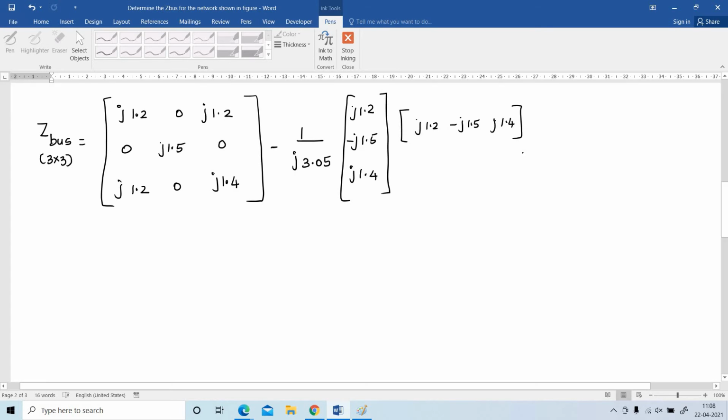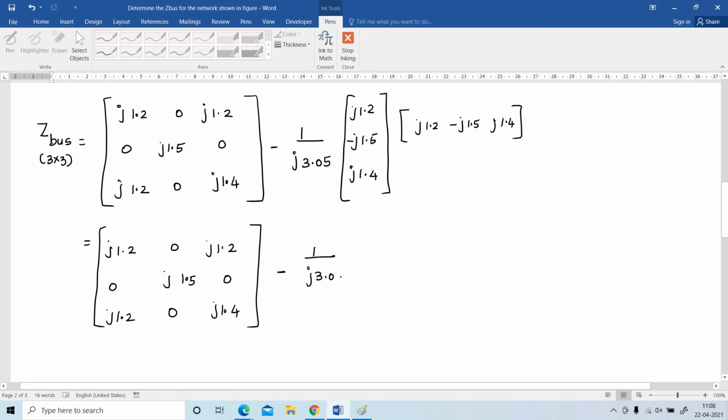So then you have to multiply this. After the multiplication, we get the answer like this. J 1.2, 0, J 1.2, 0, J 1.5, 0, then J 1.2, 0, J 1.4 minus 1 by J 3.05. If we multiply this, J 1.2 into J 1.2, J square, that is minus 1.